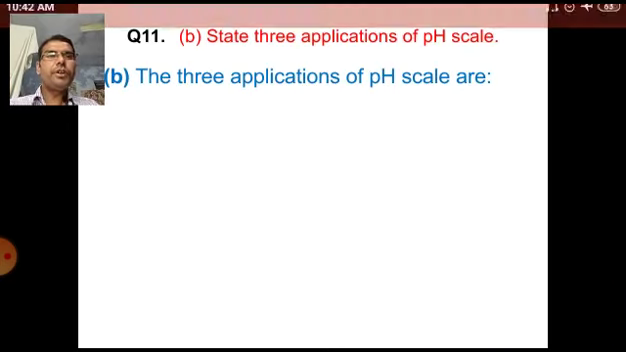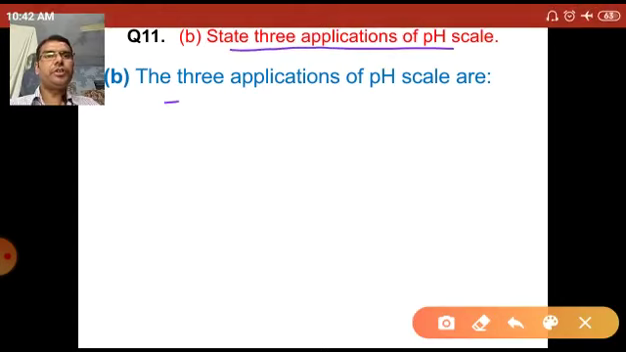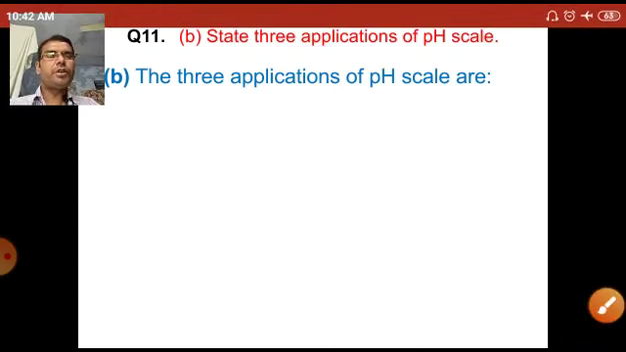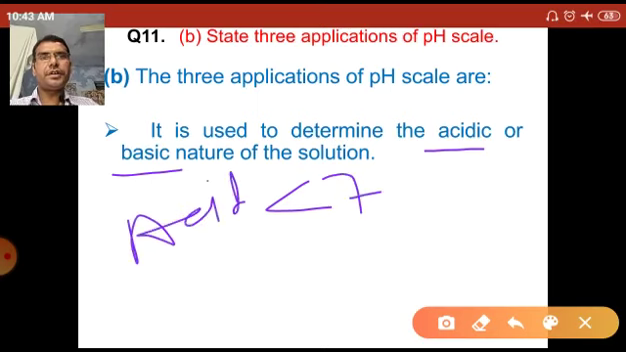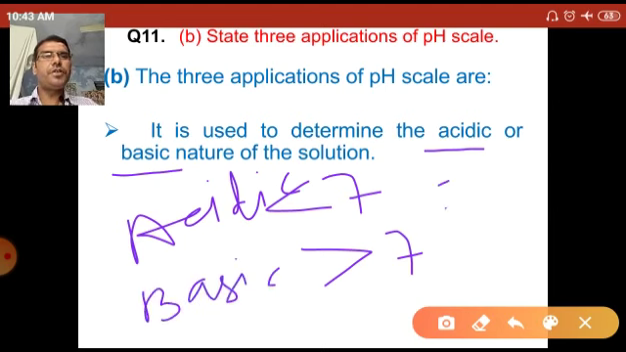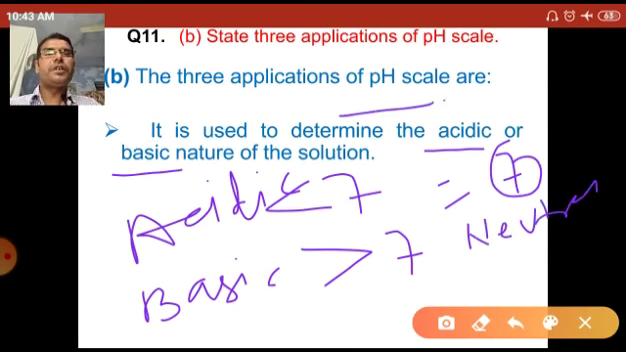Now the next question, state 3 applications of pH. So here are the 3 applications of the pH. Number 1, pH is used to determine the acidic or basic nature of solutions. If the pH value is less than 7, then it is acidic. If the pH value is greater than 7, it is basic. If the pH value is 7, it is neutral. So the pH scale determines the acidic, basic, and neutral nature of solutions.